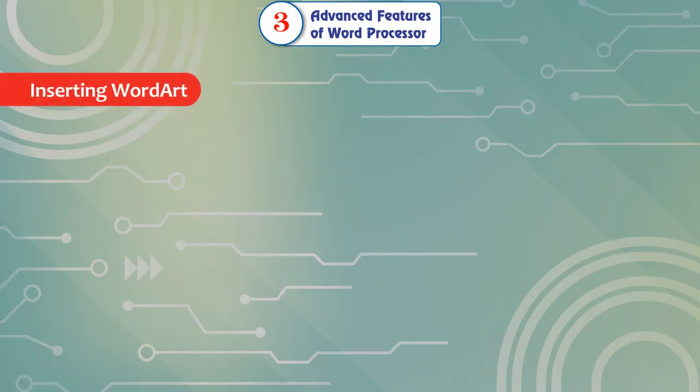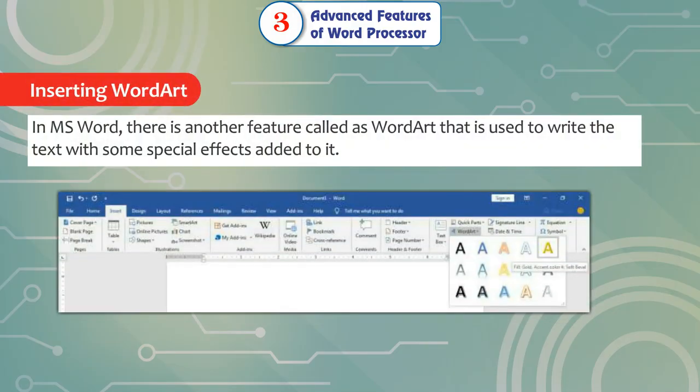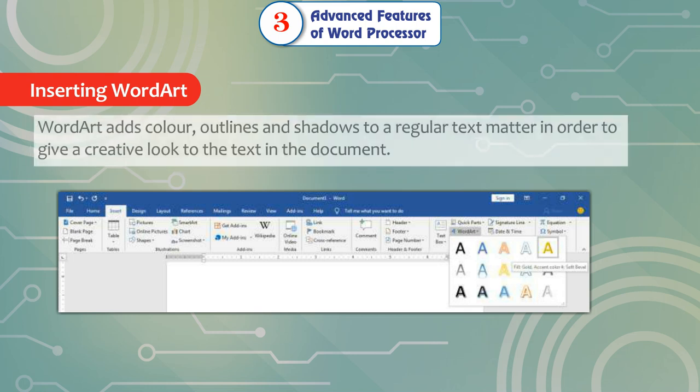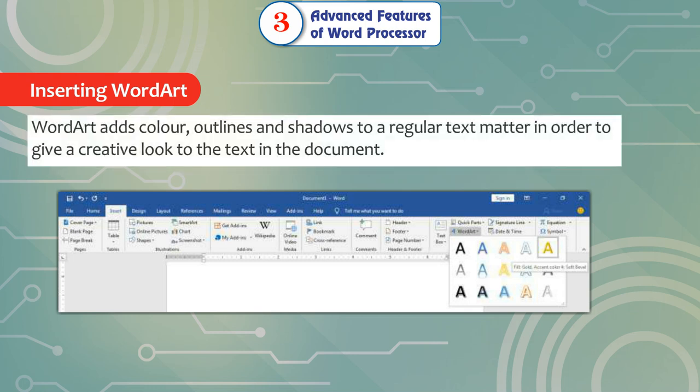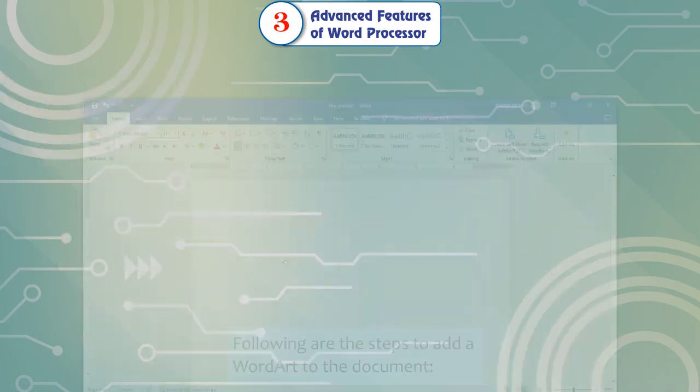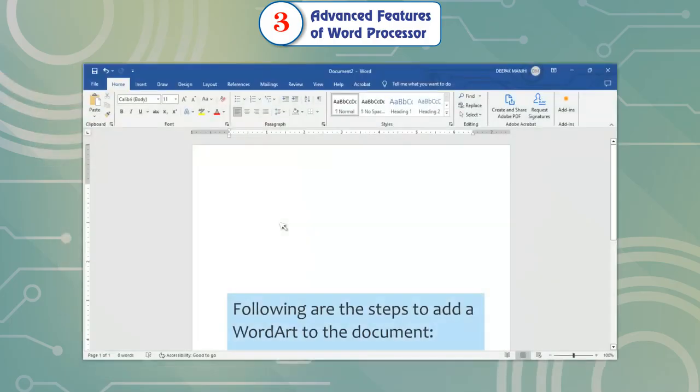Inserting WordArt. In MS Word, there is another feature called WordArt that is used to write text with some special effects added to it. WordArt adds color, outlines, and shadows to regular text in order to give a creative look to the text in the document. Following are the steps to add WordArt to the document.